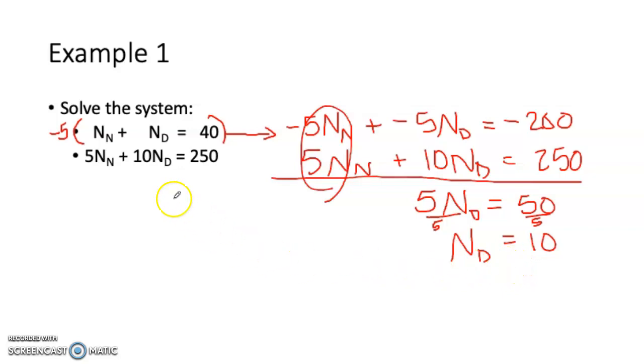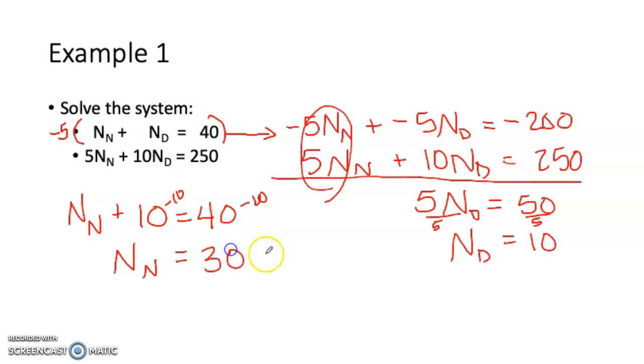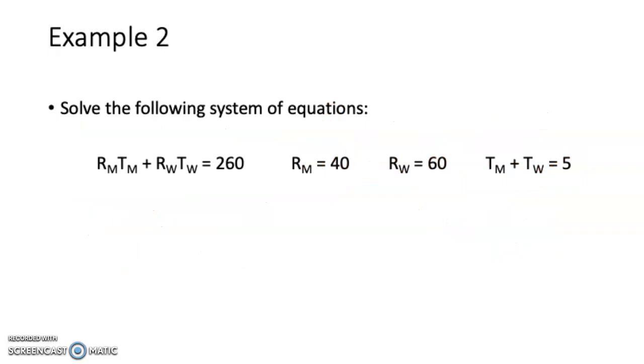Now I can go back to any equation up top and use N of D to find N of N. The easiest one is this first equation, N of N plus N of D, but now I know that's the number of 10, equals 40. And so if I subtract 10 on both sides, N of N, number of nickels, is 30. So you can see that this is exactly like what you've been doing, but instead of using X's and Y's, we're using subscripted variables like N of N and N of D.